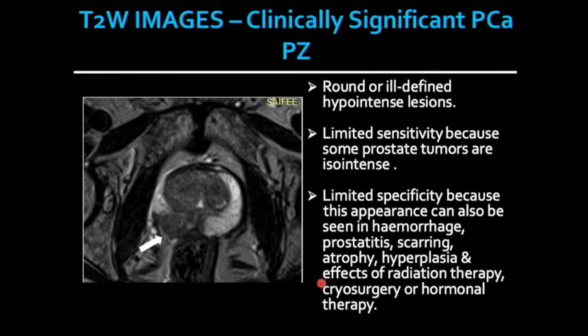So this is what a clinically significant cancer looks like on T2 weighted images. You see rounded or ill-defined hypointense lesions in the peripheral zone. But T2 weighted images alone have limited sensitivity because some prostatic tumors can be isointense, and limited specificity also because this can be seen in focal prostatitis or hemorrhage or scarring or hyperplasia. So it's never that with only one sequence you can say whether this is a clinically significant cancer or not.